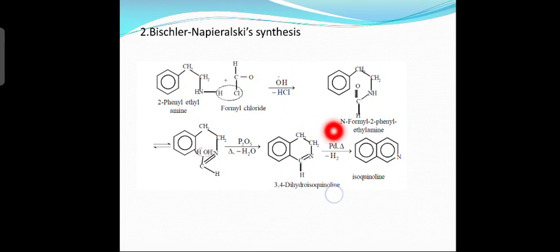On heating with palladium, dehydrogenation takes place. That means from here one hydrogen, from here one hydrogen, that means minus H2. Two hydrogen atoms combine to give a hydrogen molecule, or in other words, dehydrogenation takes place to give isoquinoline.